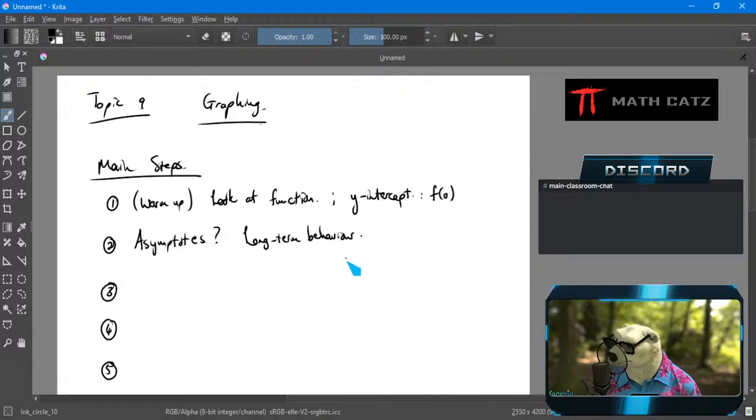Even if the y values go up to infinity, I want to know what is happening long term. Now, asymptotes can be vertical asymptotes and/or horizontal asymptotes, right? So there are more sub-questions within this step two. Fair enough. But it's the topic of asymptotes and long-term behavior.